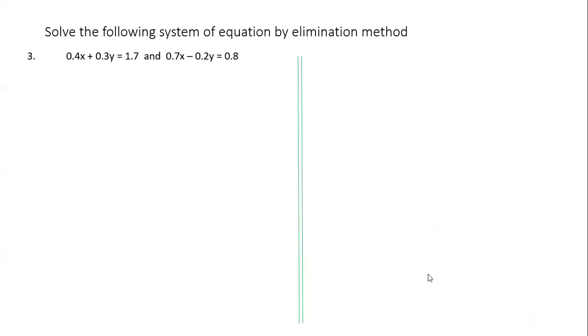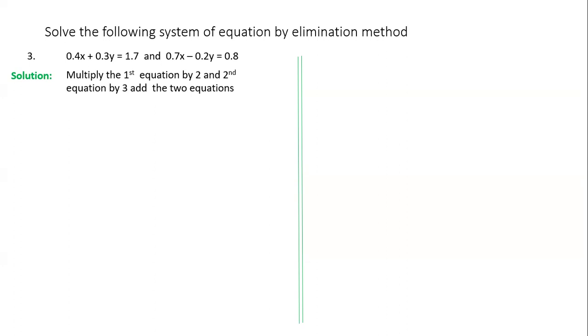Our third question. The questions remain the same, but now the equations are given in decimal points: 0.4x plus 0.3y and 0.7x minus 0.2y. So when it is in decimals, how do we go about the solution? Multiply the first equation by 2 and the second equation by 3 and add the two equations.